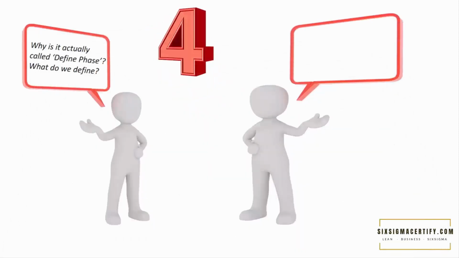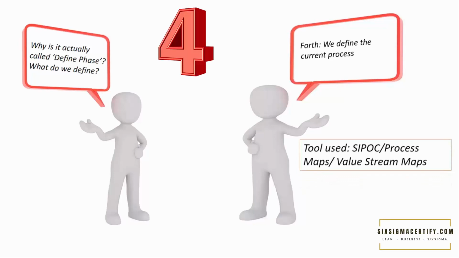The next thing that we study in the define phase is we define the current process. So what is meant by that? By the step defining current process, we mean we identify how the current process is running. We identify the steps of the current process. We try to identify the layout. We try to identify the flow of the process, etc. The tools used in this step are the SIPOC matrix or SIPOC diagram, which stands for suppliers, inputs, process, outputs, and customers, process maps, and particularly value stream maps and the deployment maps.